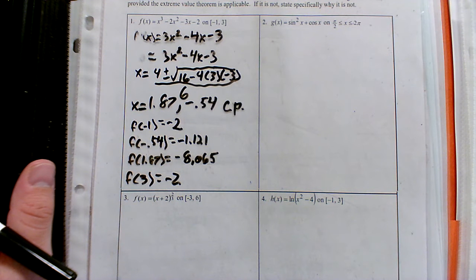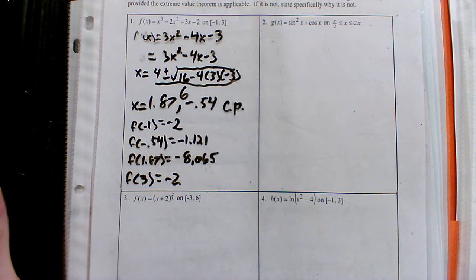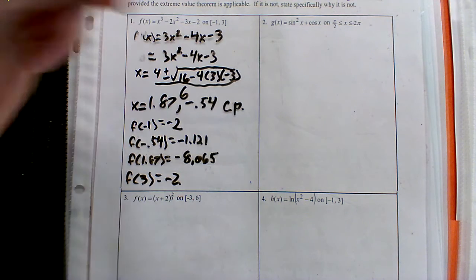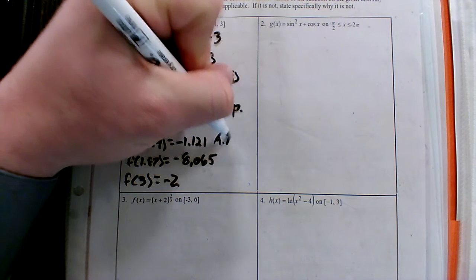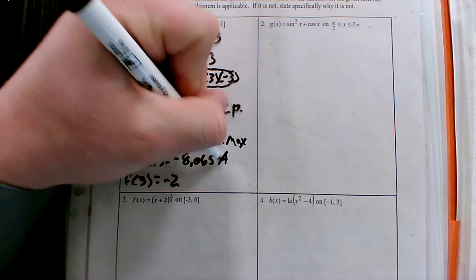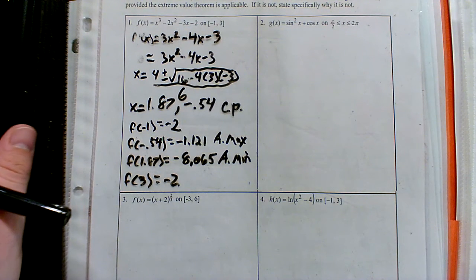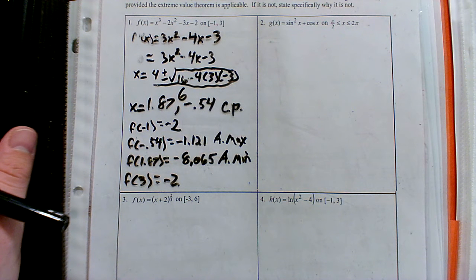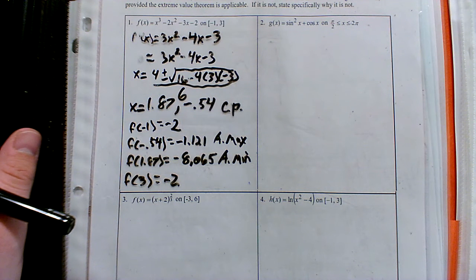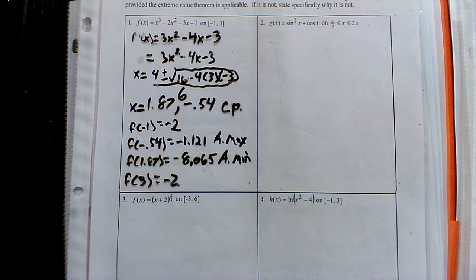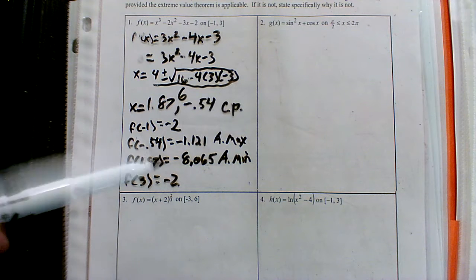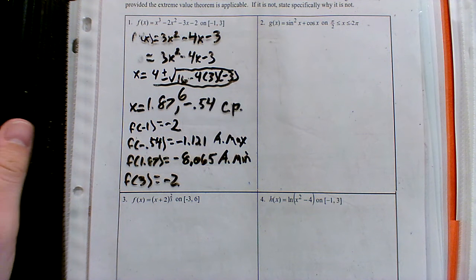So what can we make as our conclusion? F of negative 0.54 is the absolute max. And F of 1.87 is the absolute min. Very good. That's what we can conclude. Our absolute extrema would be those two, absolute max and absolute min. We don't know for sure what kind of extrema the endpoints are, but they are not the absolute max or the absolute min. Our critical points end up being our absolutes.